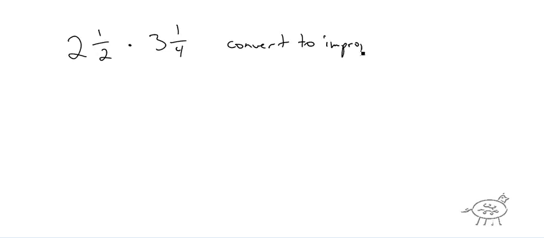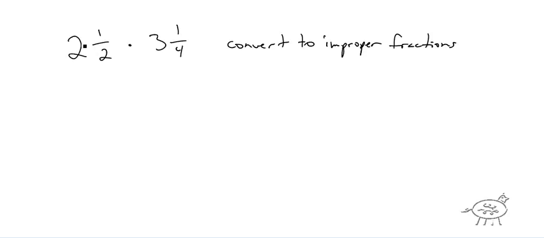The last thing I want to show you guys is if I give you a problem like this, 2 1/2 times 3 1/4. So these are two mixed fractions multiplied by each other. The main point here, guys, is you got to convert them to improper fractions. That's important. You got to convert it to an improper fraction because otherwise it's not going to work out.